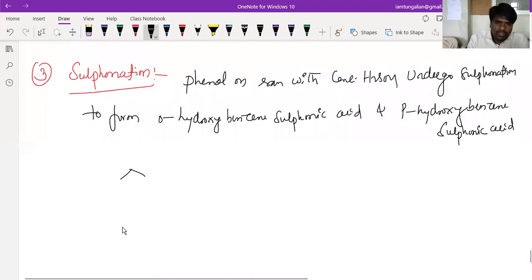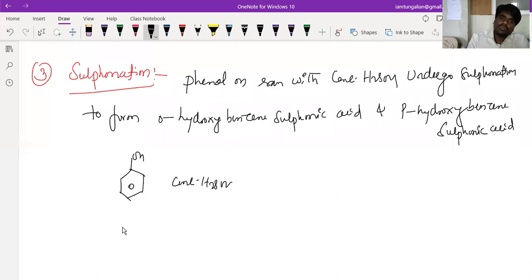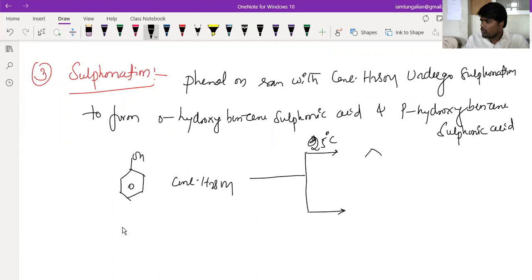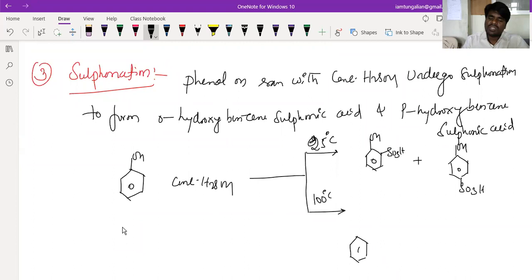Whenever you treat phenol, beta, with concentrated H2SO4, what happens here? At low temperature, 25 degrees Celsius, whether it is high temperature or low temperature, beta, it will always form both the compounds. So here it will form two compounds. This is at 100 degrees Celsius. This is a temperature controlled reaction, beta.